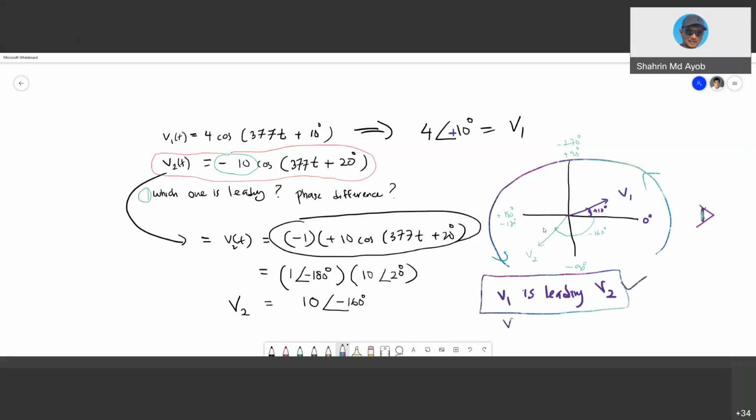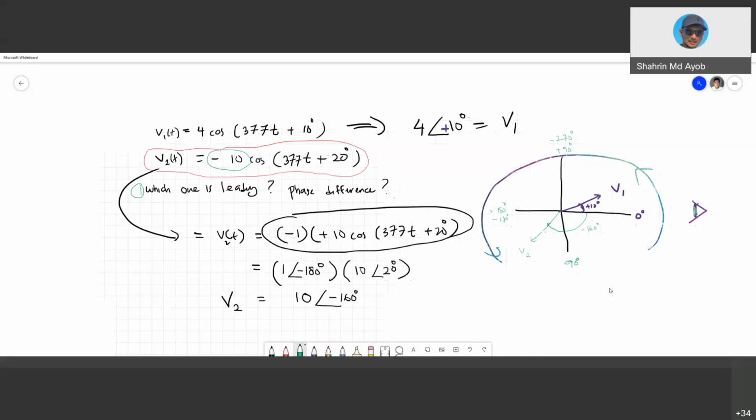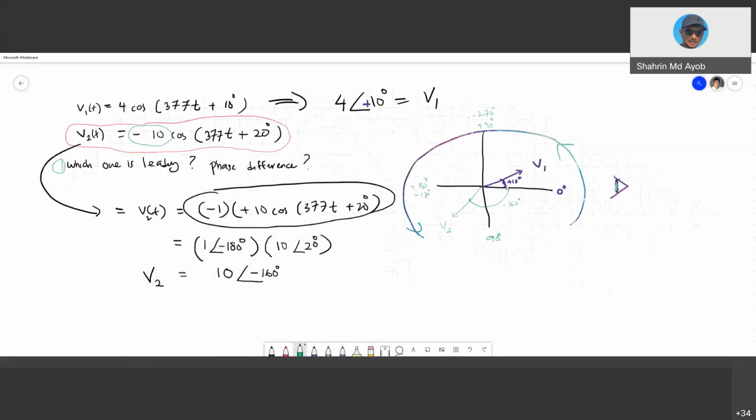If you say that V2 is leading, this one is not correct. Why do I say like that? Because you need to see. This one actually came from your friend, who asked me personally, and thank you for highlighting this problem. So why do I say that V1 is leading V2?